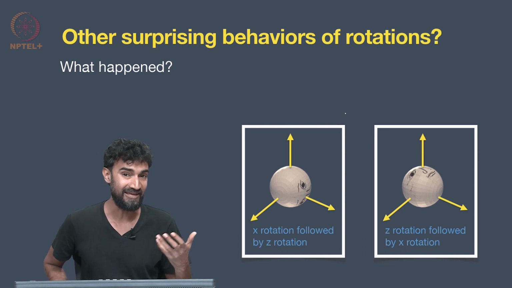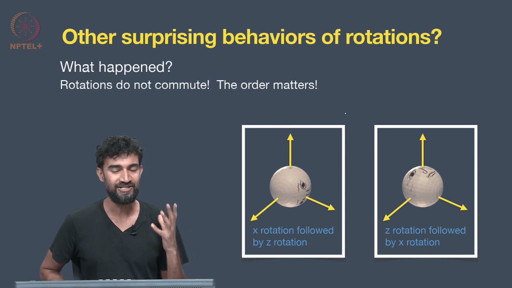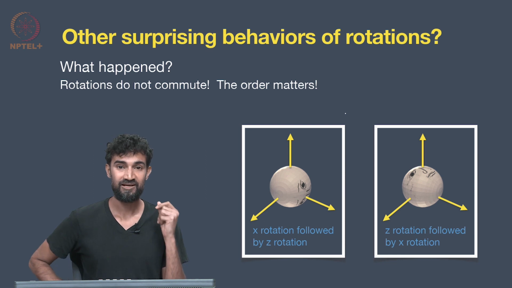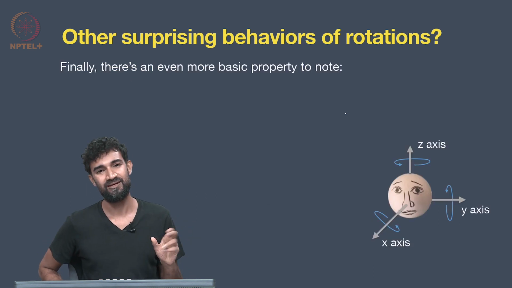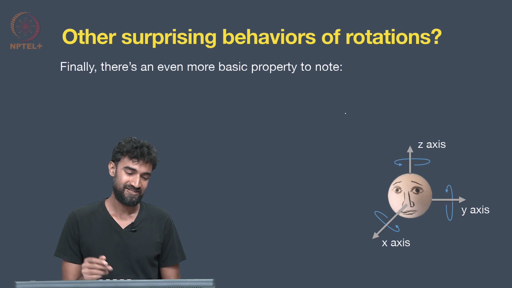So what exactly happened here? Well, the answer is that rotations do not commute. The order of operations matters. Okay, so that's the second property.